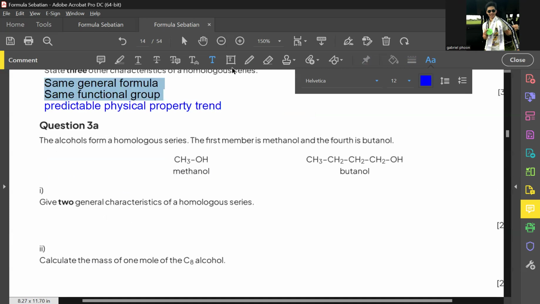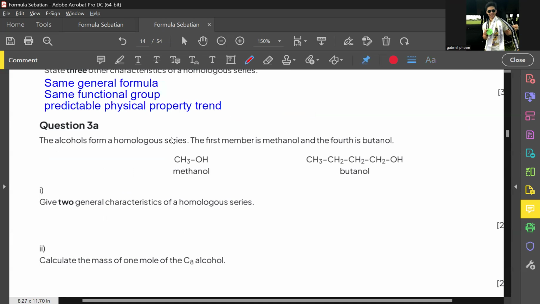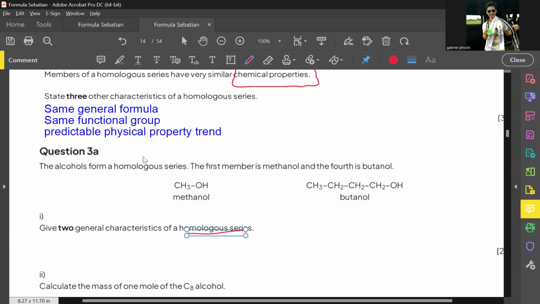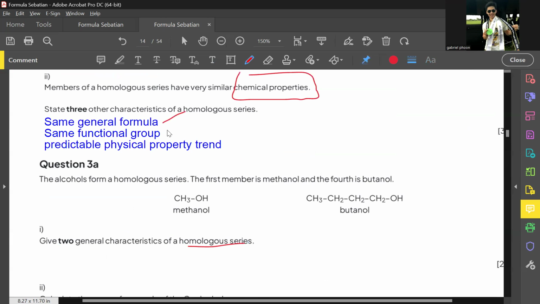Next. The alcohols form a homologous series. The first member is methanol and the fourth member is butanol. Give two general characteristics of the homologous series. Once again, you can write down the literally same thing. You can write the same functional group, same chemical properties, same general formula, same preparation method, and so on. It's literally the same question with the same answer. But this time you can write chemical properties as well.